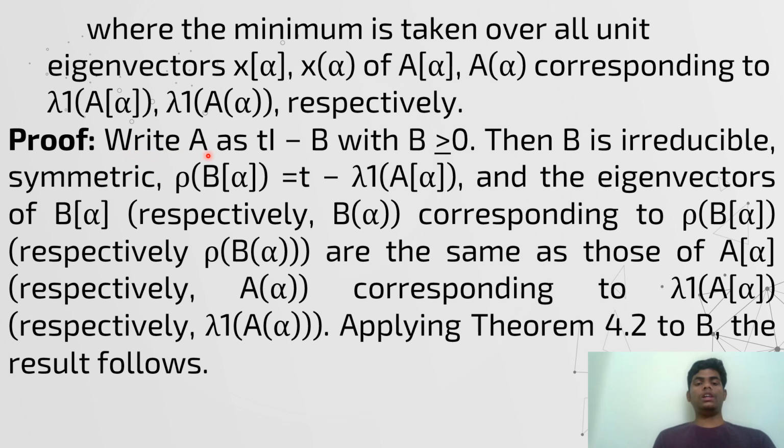Proof. Write A as tI minus B with B greater than or equal to 0. Then B is irreducible, symmetric. ρ(B[α]) equals t minus λ1(A[α]), and the eigenvectors of B[α] correspond to ρ(B[α]). Apply Theorem 4.2 to B, and the result follows.